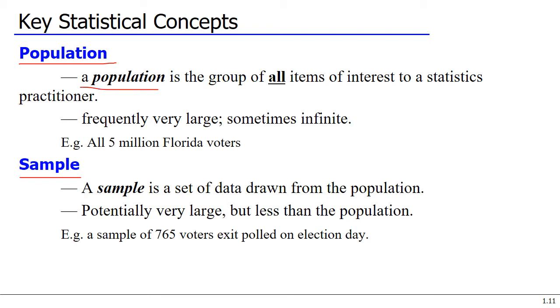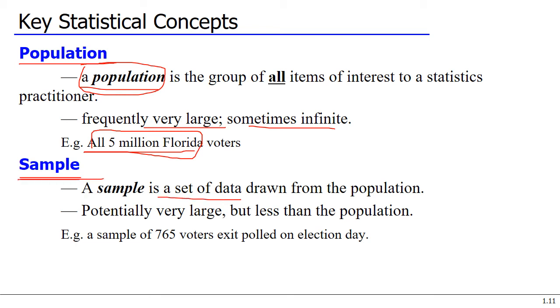First one is population. Population is the group of all items of interest to statistics practice. Frequently very large, sometimes infinite. In the previous example, all 5 million Florida votes are the population.